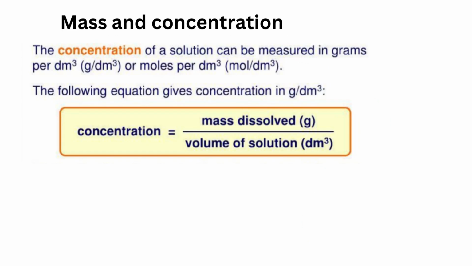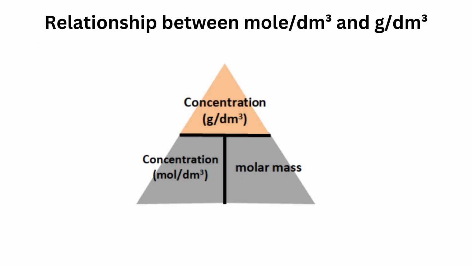Mass and concentration. The concentration of a solution can be measured in grams per dm cube or moles per dm cube. The following equation gives concentration in gram per dm cube. Concentration in gram per dm cube equals mass dissolved in grams over volume of solution in dm cube. The relationship between mole per dm cube and gram per dm cube is shown over here. Concentration in gram per dm cube equals concentration in mole per dm cube times molar mass.